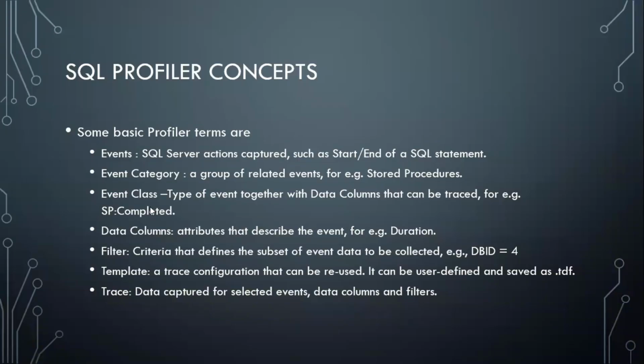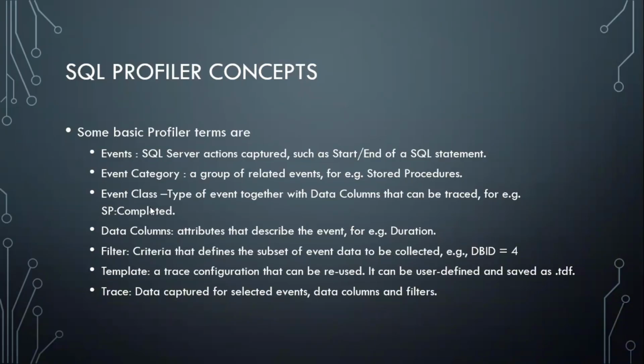Whenever we need to create a trace, we need to be sure what we need to capture. We don't have to select everything, because then it will be a hard nut to crack for us to pick out what we need from the trace. So we need to be very sure about what events we need to capture. Like if I am running a trace and I just need to catch all of the SP calls, I'll be looking into RPC completed, RPC starting, SP completed, and stuff like that.